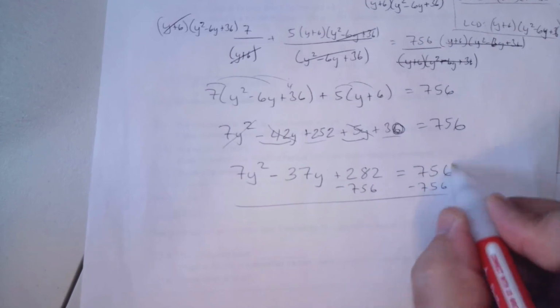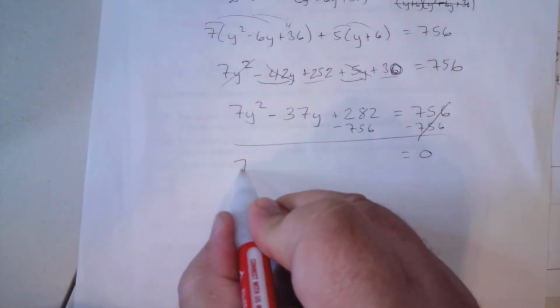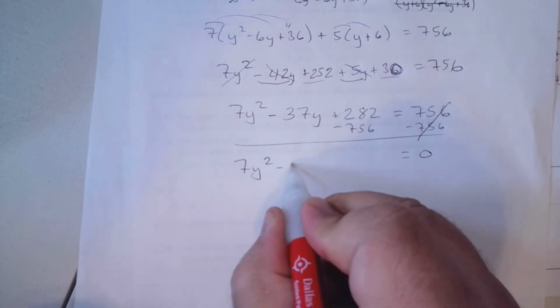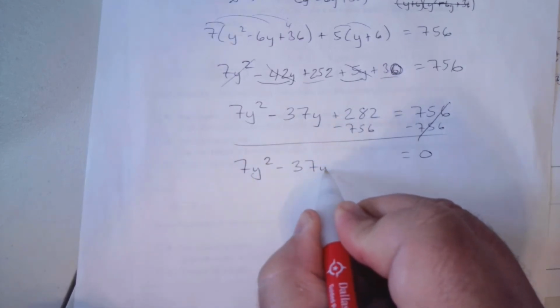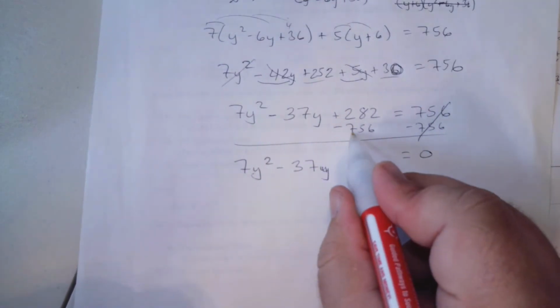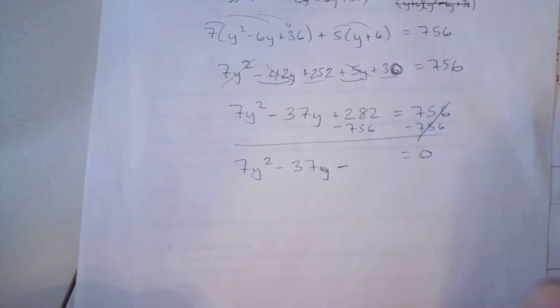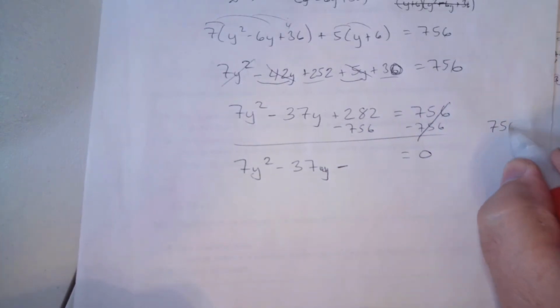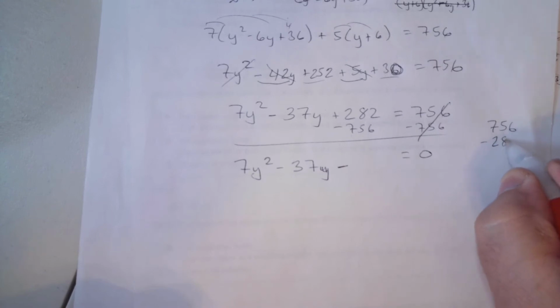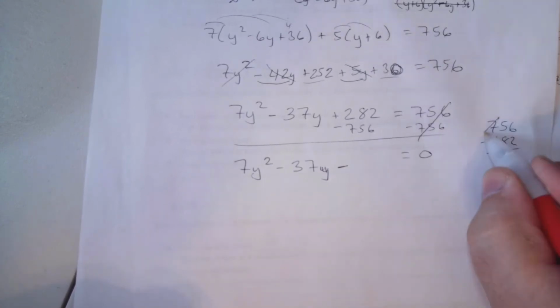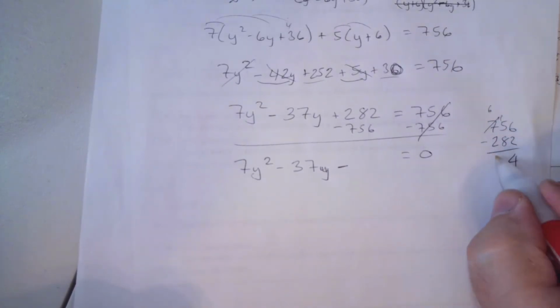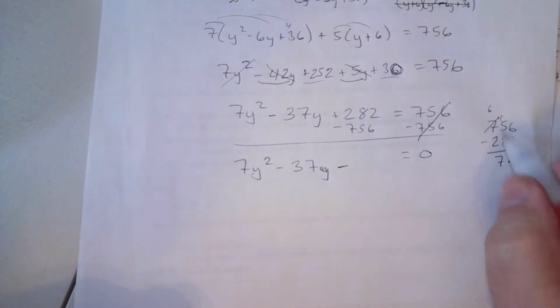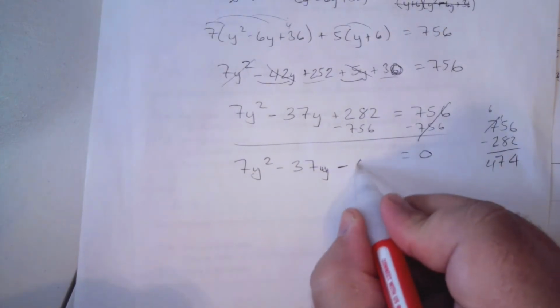So that's equal to 0. 7y squared minus 37y. 756 is bigger, so it's minus 756 minus 282. 15 minus 8 is 7. 6 minus 2 is 4, so it's 474.